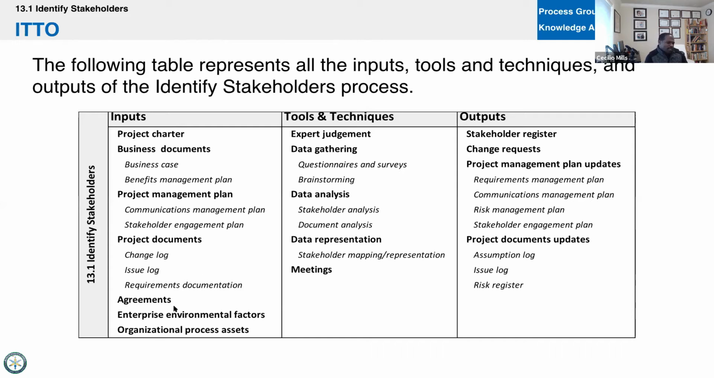Any other documents, contracts, or other agreements, they're going to be key stakeholders. EEFs, no OPAs, you're going to use our expert judgment. We'll gather data. We'll analyze it. We'll represent it, meaning we'll make some chart or diagram. We'll have meetings to discuss it. And in the output, we'll have some register that accurately reflects all the folks who may be impacted by the project. We may request change based on who we find in that project. We may update our project plan on that, and we may update our documents.